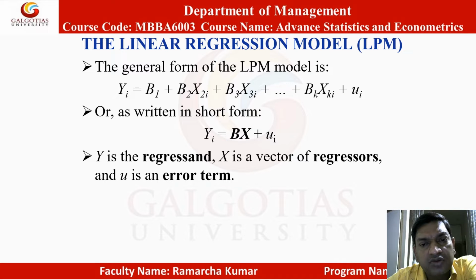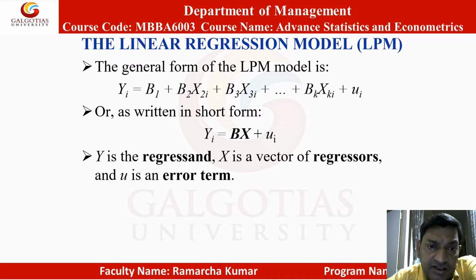It can be written in the short form as yi is equal to b, which is a vector, times x, which is another vector, plus ui. So when you write this in matrix form, you will see that with the number of observations, x has a dimension of k by n.